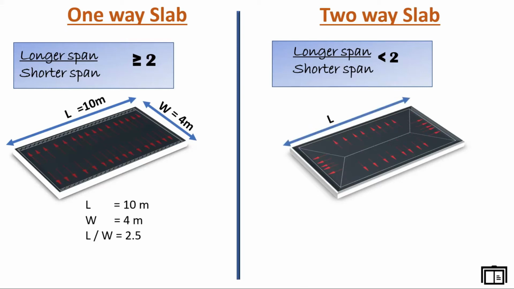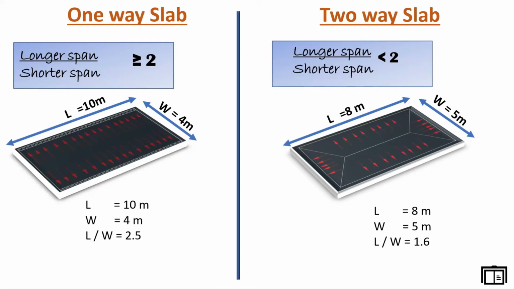Same as before, this is the length or longer span. Here we are taking this length as 8 meters, and this is the shorter span or width, and we are taking it as 5 meters. Next, we are going to calculate the longer span to shorter span ratio. L equals 8 meters, W equals 5 meters, L by W equals 8 by 5 equals 1.6, which is less than 2. Hence, this is an example of a two-way slab.